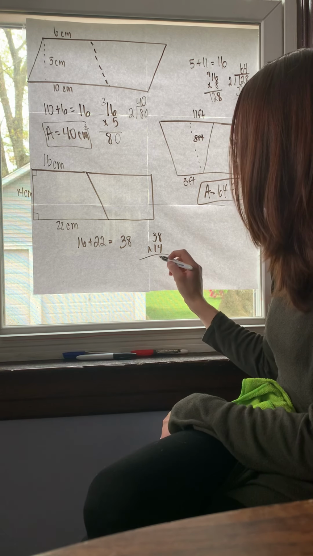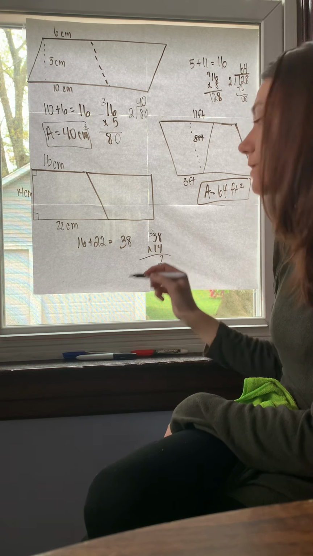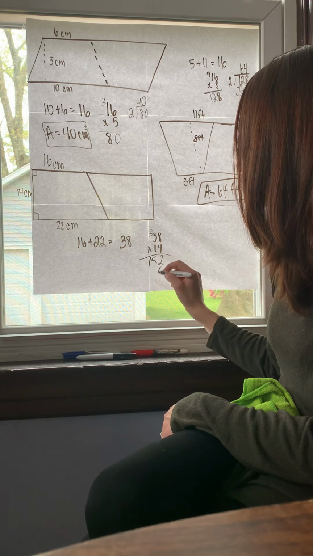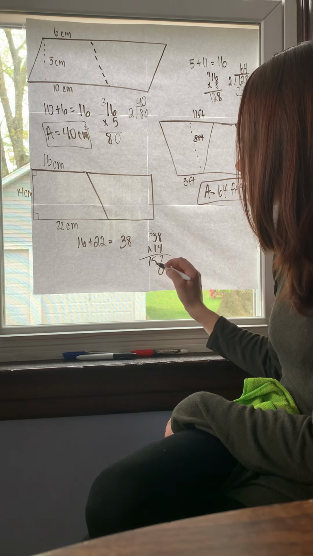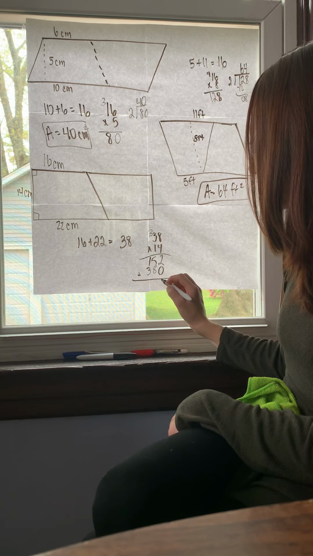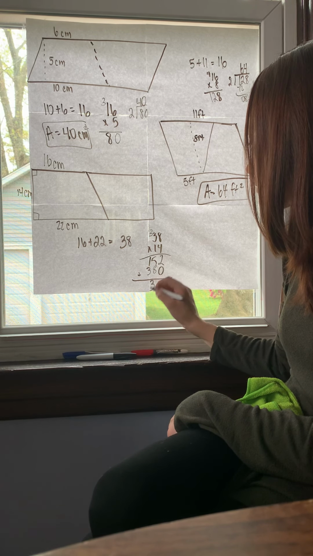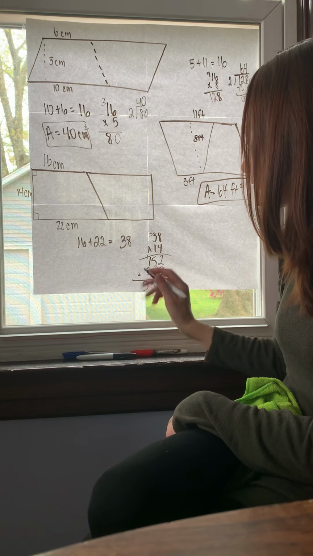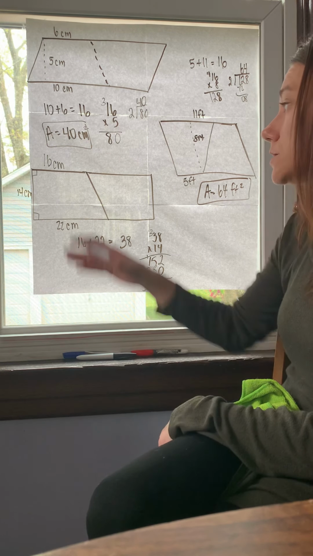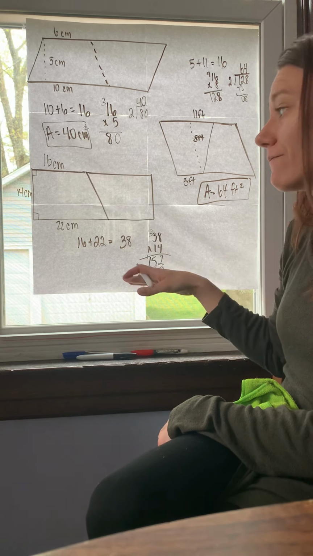8 times 4 is 32. 4 times 3 is 12, plus 3 is 15, to 0. 8 times 1 is 8. 1 times 3 is 3. We add that together, and I get 532. But again, that's not my answer because I have to do half.